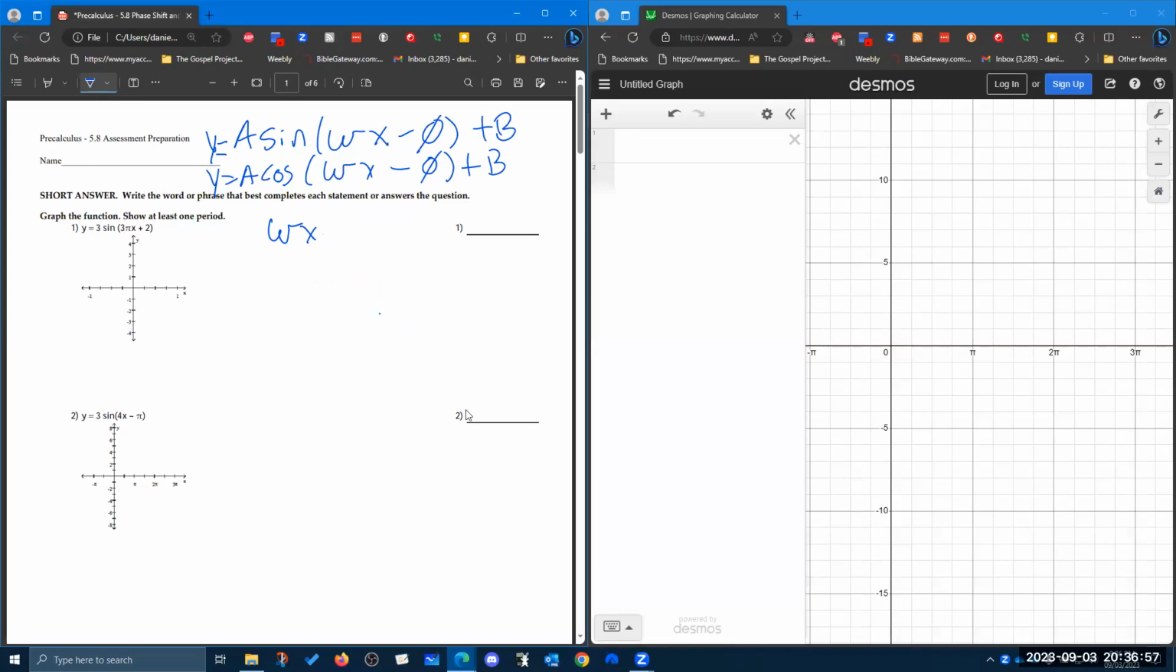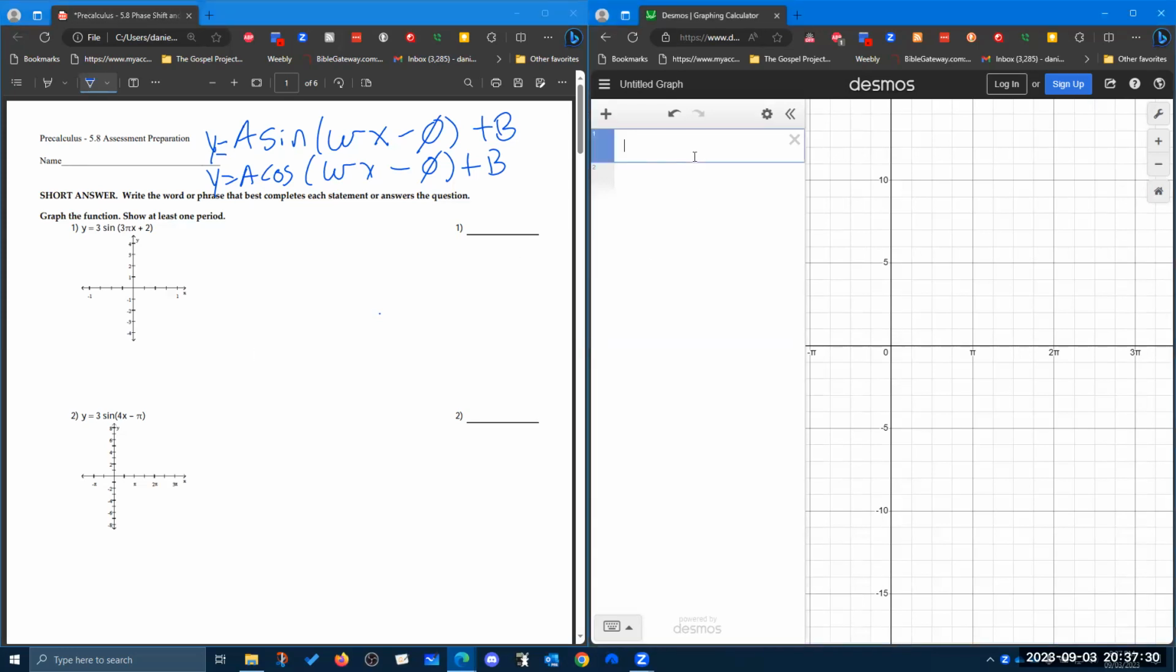You do want your omega to be positive when you do these, so make sure that you use your even-odd identities to write this as omega x minus phi before you get started. If you're asked on your test to identify what omega and phi are, make sure that you've taken that -1 outside of the sine function if necessary, if your x is written second in the subtraction. So let's just graph these.